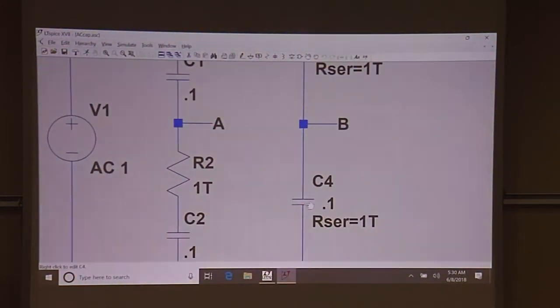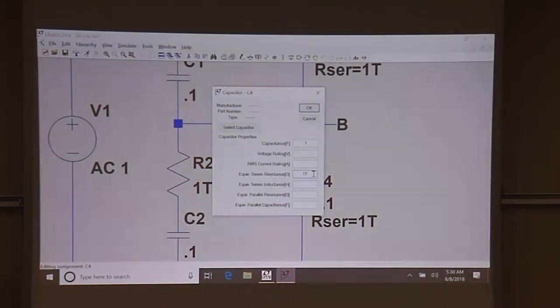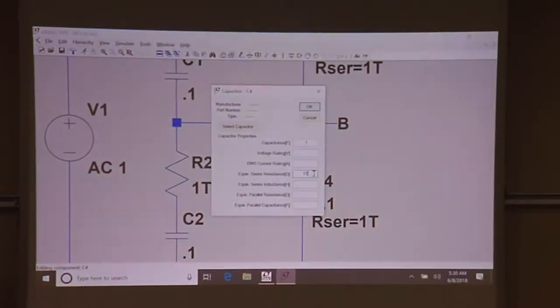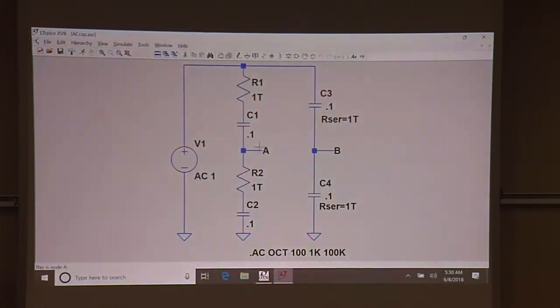Here's the ESR. Right click on the capacitor and use assisted mode. That allows LTSpice to include the ESR and the capacitor together. It means LTSpice is going to use a different integrator for that part and combine them. And I can demonstrate the difference in accuracy here in a simple circuit.